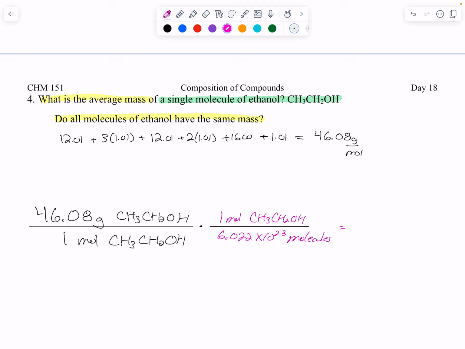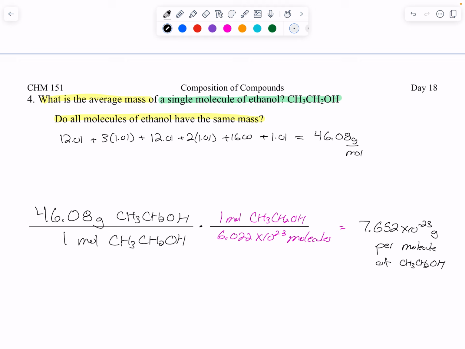And so now we're in grams per molecule. If we do that, I get 7.652 times 10 to the negative 23rd grams per molecule of CH3CH2OH. So that's what I get with the grams per molecule.